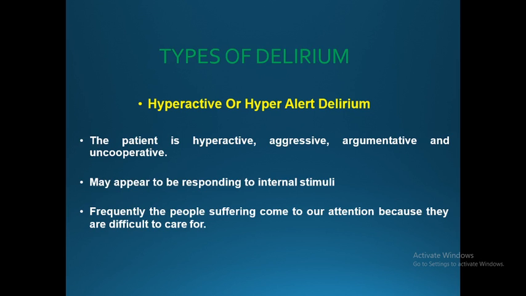Argumentative, as in he argues with healthcare professionals, his family, everything, and is uncooperative. The patient is not cooperative at all, because his thinking pattern or level of consciousness is different from a normal person. May appear to be responding to internal stimuli. For an outside person, it might be very hard to understand this person's behavior with delirium. Frequently the people suffering come to our attention because they are difficult to care for.